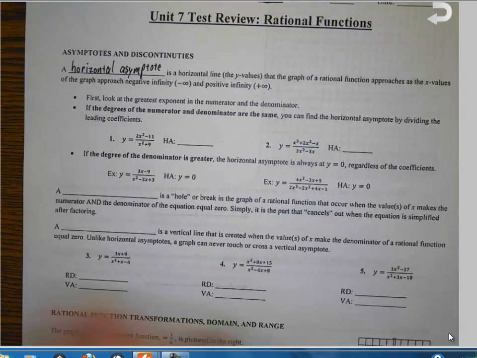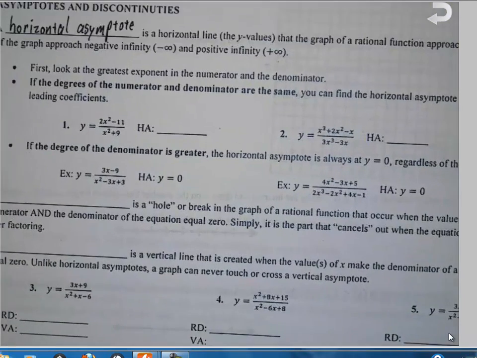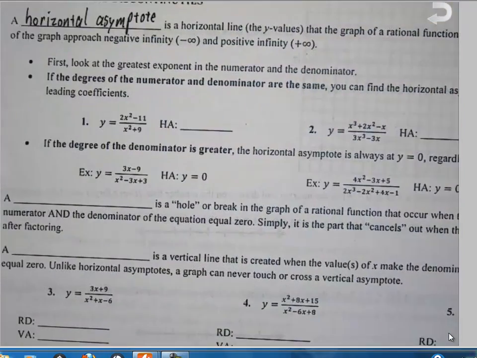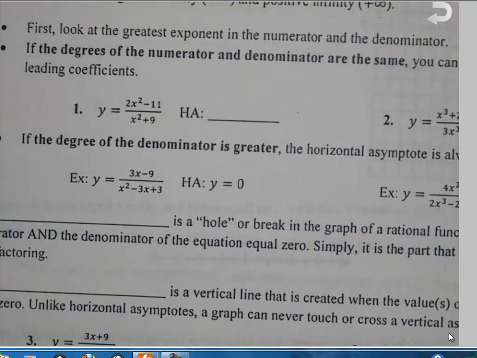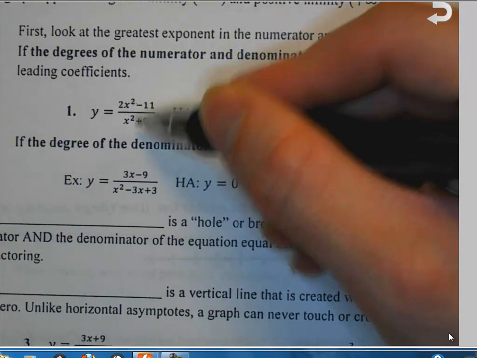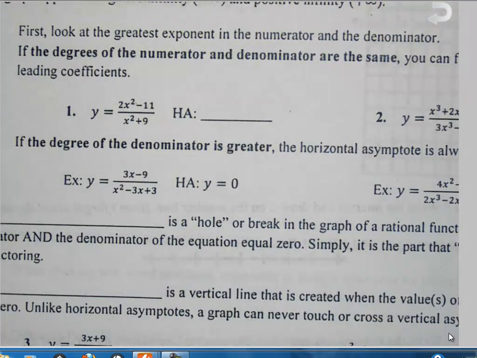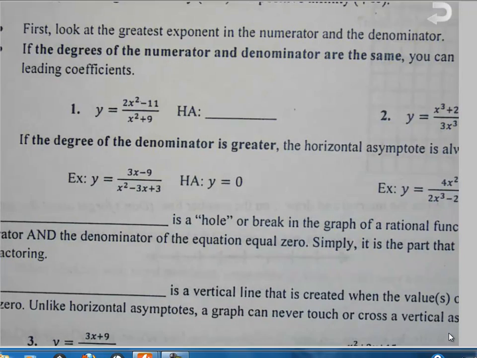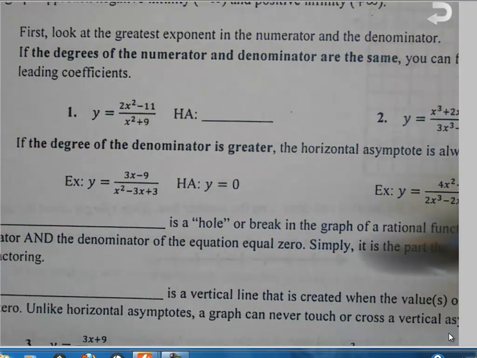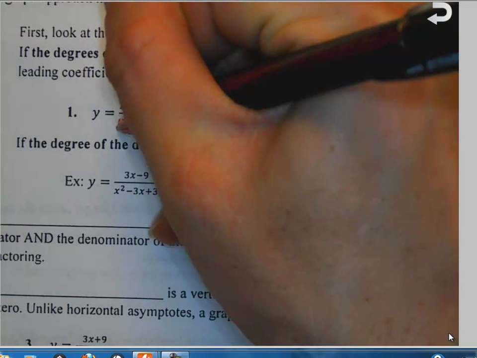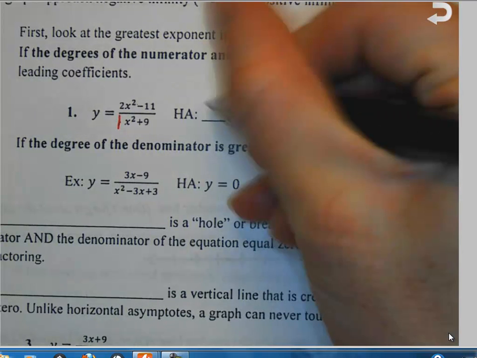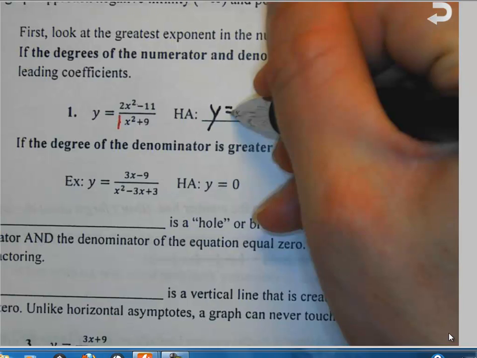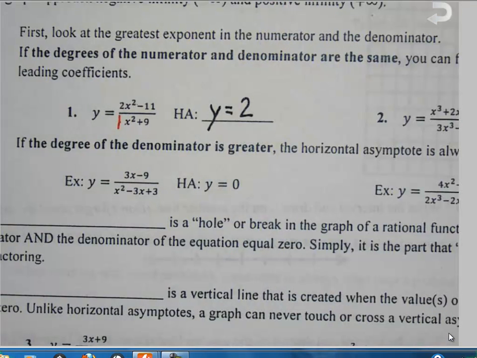So in the case of our first example, I'm going to zoom this in. In our first example, you observe that the numerator is a second-degree polynomial and the denominator is a second-degree polynomial, which means we now look at the leading coefficients. The numerator has a leading coefficient of 2. The denominator has a leading coefficient of 1, one that you do not see right away. And so your horizontal asymptote is simply 2 over 1, which is just 2.